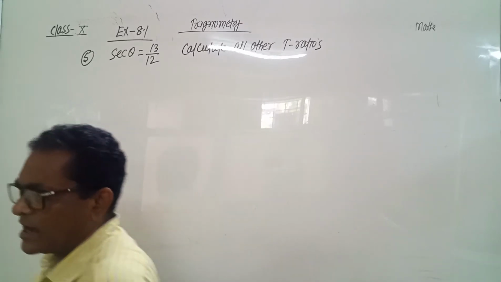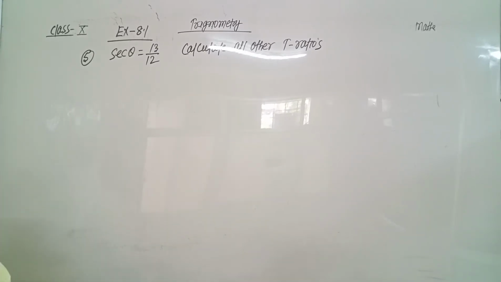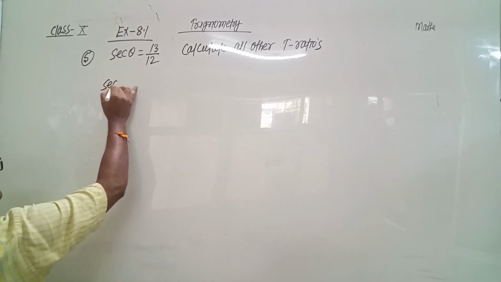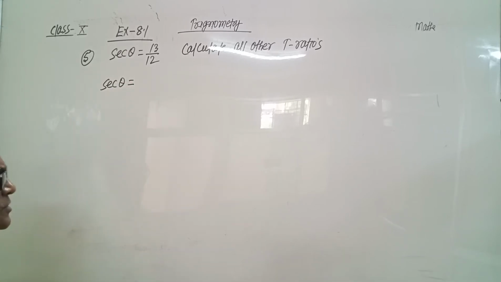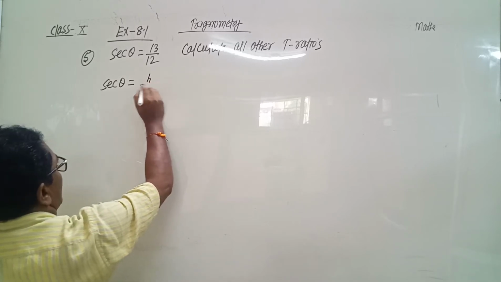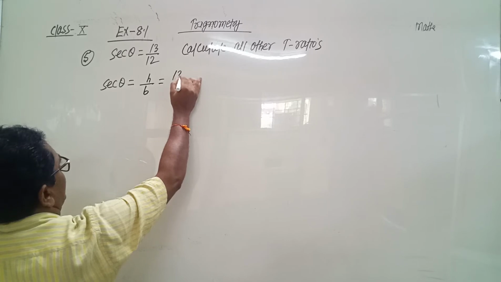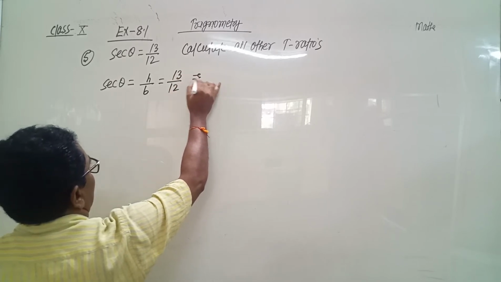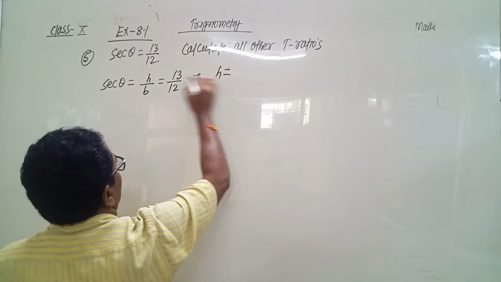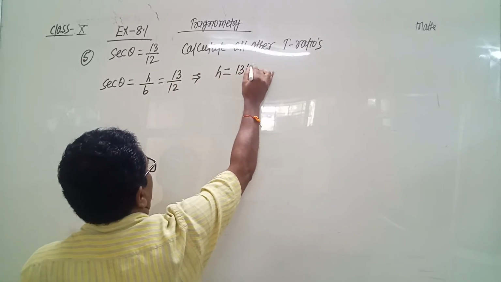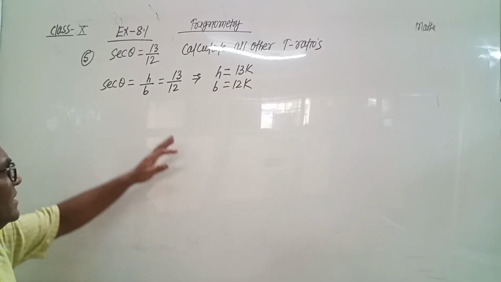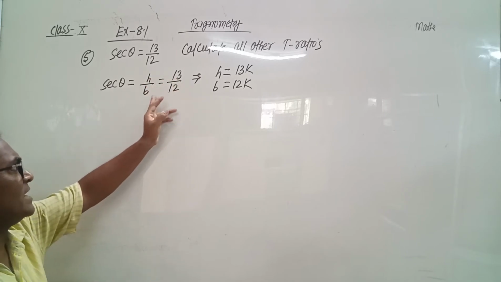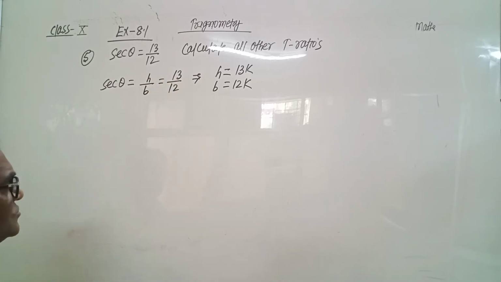We have given sec theta and we have to find all other 5 trigonometric ratios. Sec theta is the reciprocal of cos theta, and cos theta is base upon hypotenuse. So sec theta becomes hypotenuse upon base, 13 by 12. We will find the values in terms of k: hypotenuse equals 13k and base equals 12k. Directly we can't say hypotenuse equals 13 and base equals 12, because this is a constant ratio.